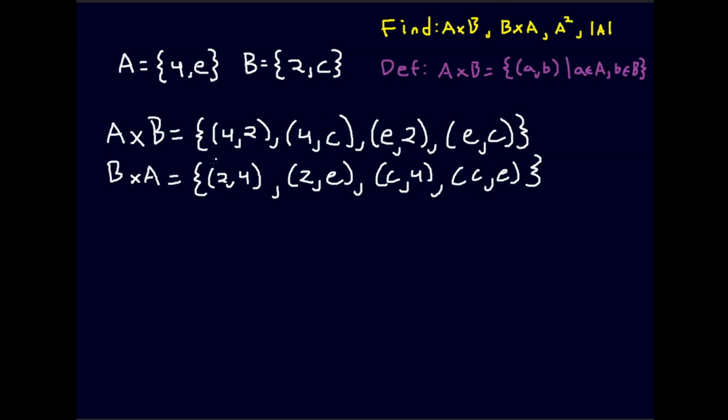And you'll see here that basically they're the inverse, like 2E, E2, 4, 2, 2, 4. But these are not the same. These are distinct Cartesian products.